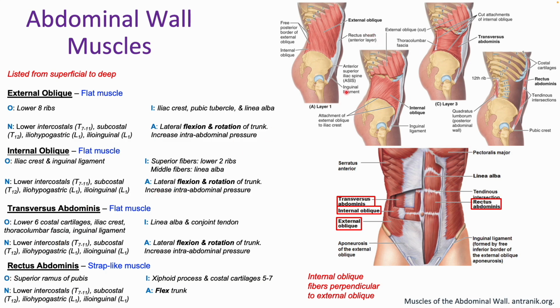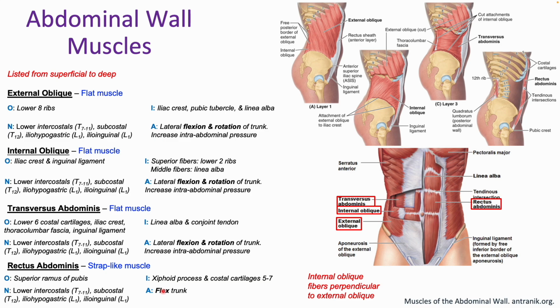Finally, that's our 3 flat muscles. We're going to have a strap-like muscle called the rectus abdominis, which is pictured here, and this is going to make up your abs. So when you see someone has a 6-pack, that's the rectus abdominis that you're seeing. It's going to originate from the superior ramus of the pubis, and you can see that here down on this bone where it's originating. It's going to insert on the xiphoid process and costal cartilages 5 through 7. So originate down here, insert up here. Based on its positioning, you can imagine if this contracts, it's going to flex our trunk. If you're doing sit-ups or something, it's really going to use that.